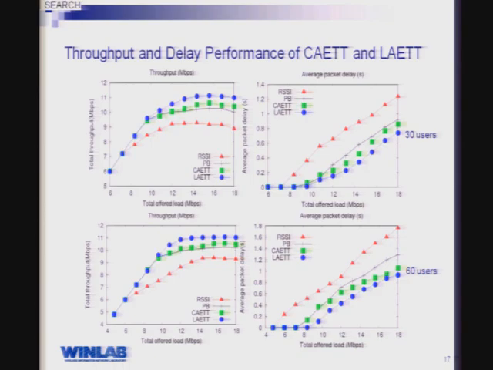So what is one of those graphs like? You said, oh, it's better, it's worse, but I couldn't actually read the axis of one of those graphs. Okay, so the x-axis is total offered load. The y-axis on the left figures is total throughput, and on the right figures the y-axis is the average packet delay. So what's the difference between the upper and the lower figures?